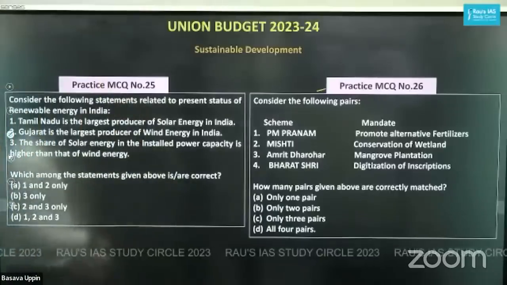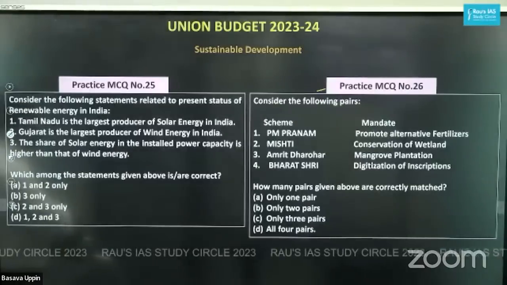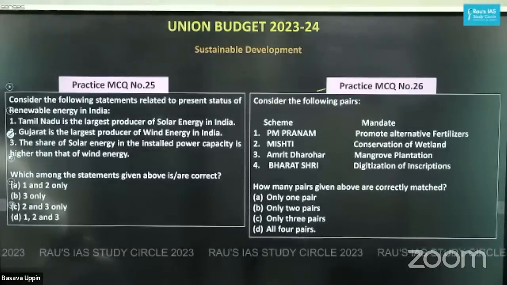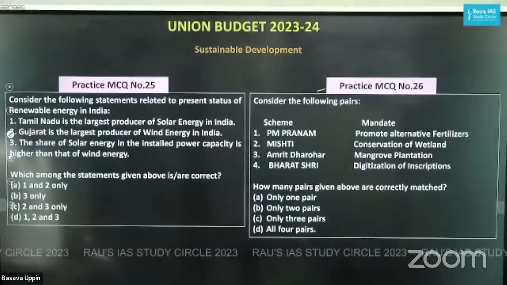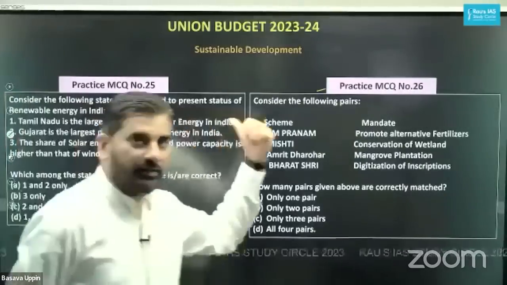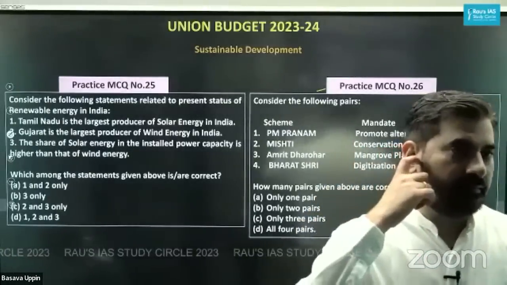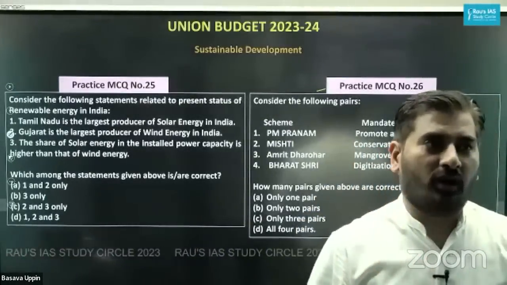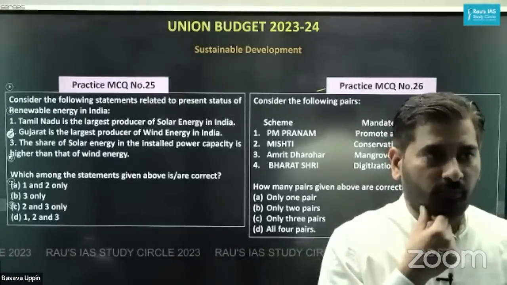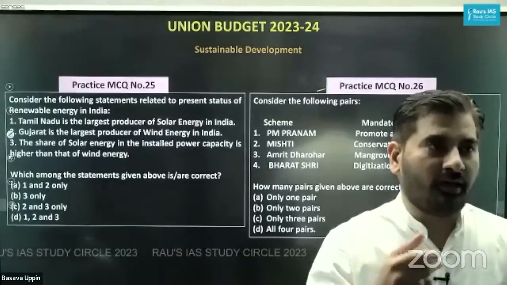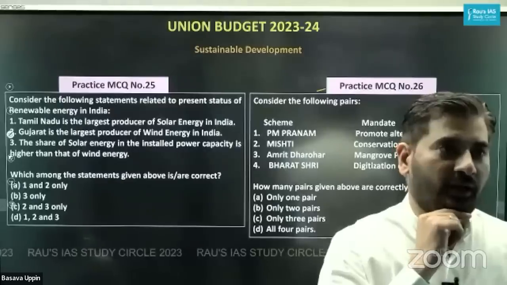Look at this practice question. What do you think? Which is the largest producer of solar energy? Once again, you must have seen last year's prelims, we had a question about solar energy. First of all, Tamil Nadu is not the largest producer of solar energy. Until 2 years back, Karnataka was the largest producer of solar energy. But last year it was reported that Karnataka has been overtaken by Rajasthan. So right now, Rajasthan is the largest producer of solar energy.